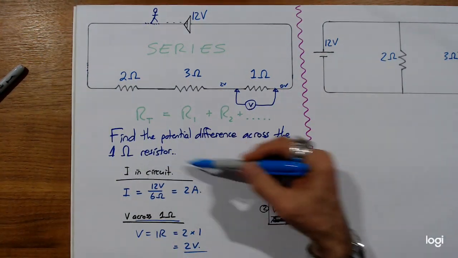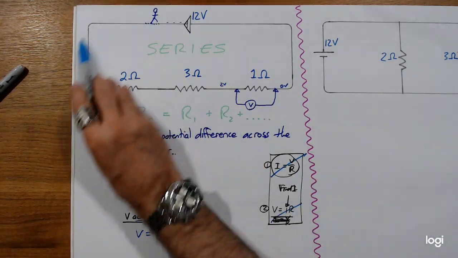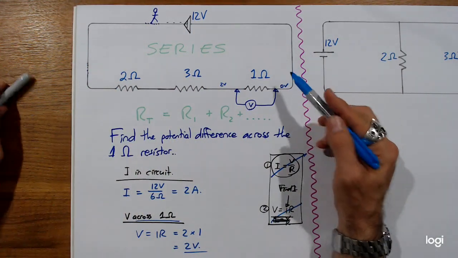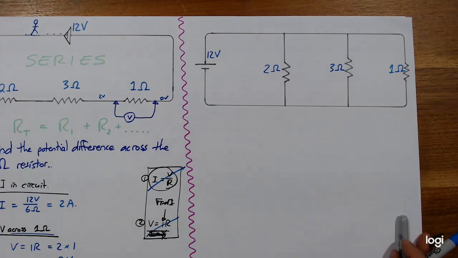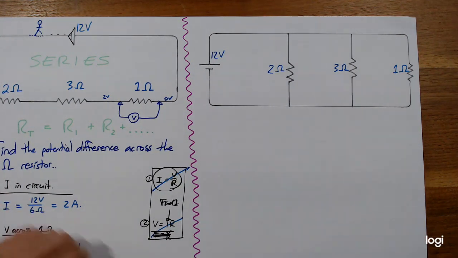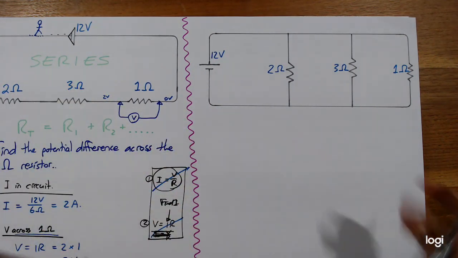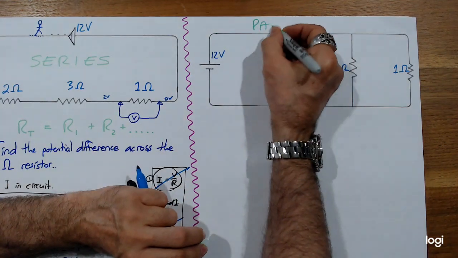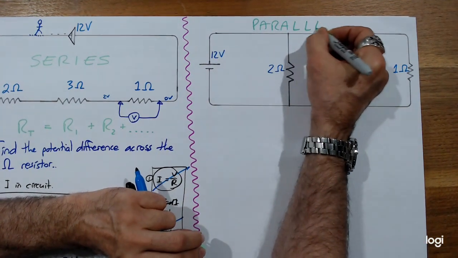That's about as hard as analysing a series circuit gets. They're pretty simple beasts. Here's a parallel one. Just let me add this. Parallel. That'll do.